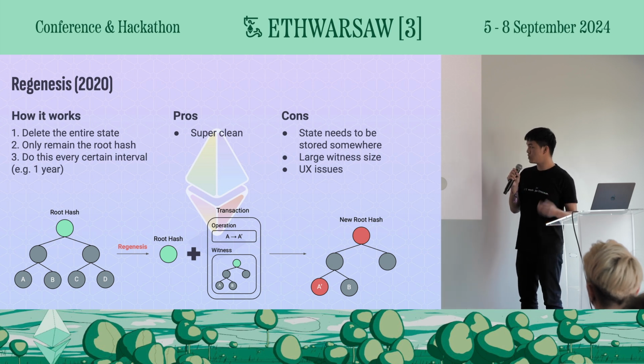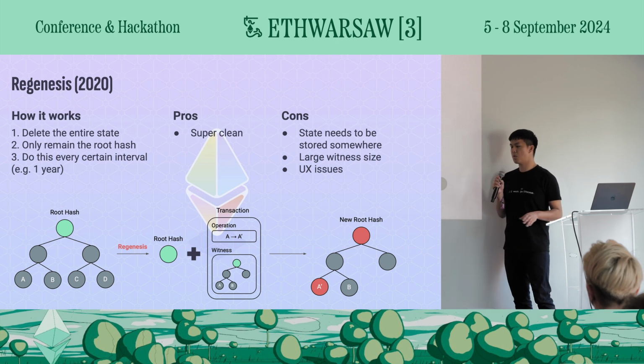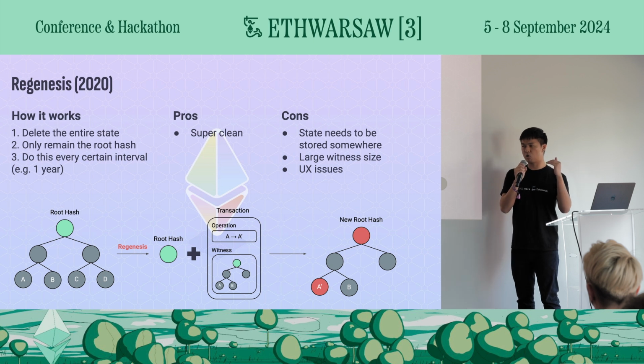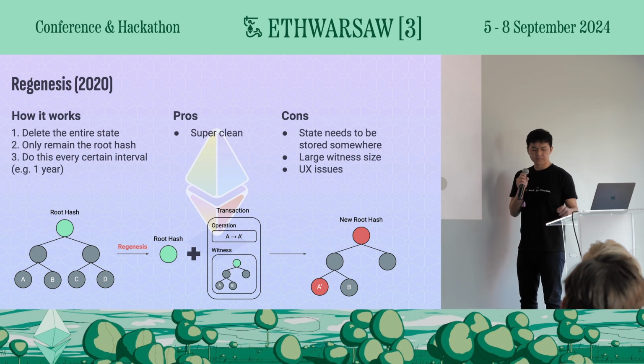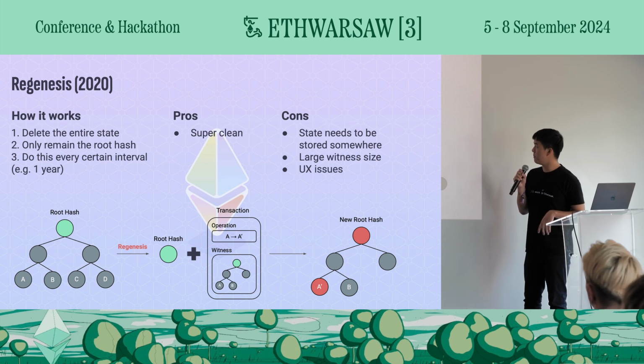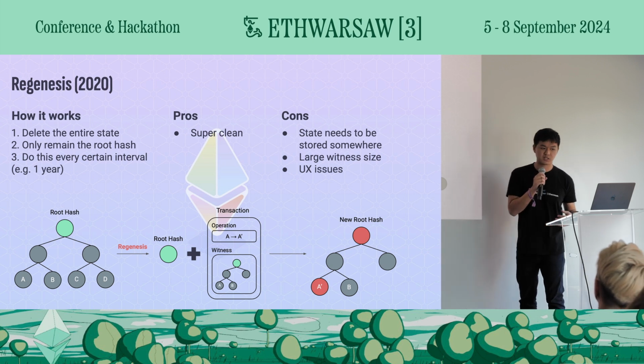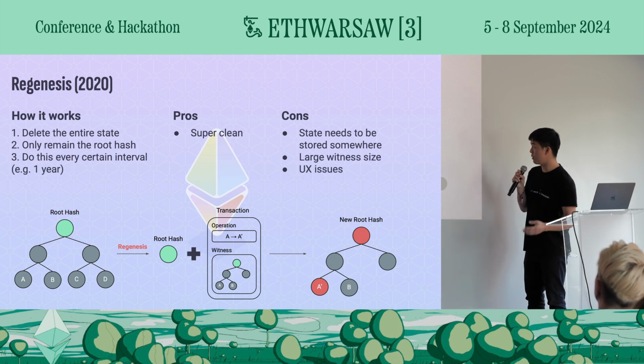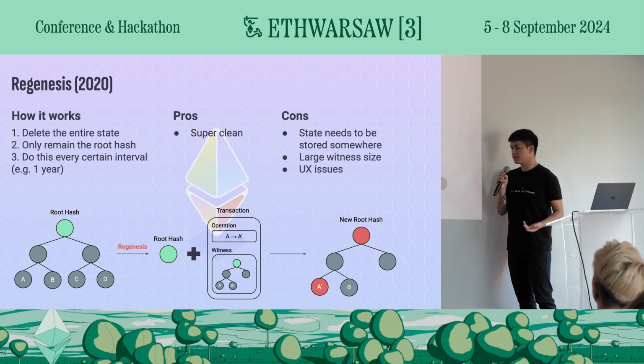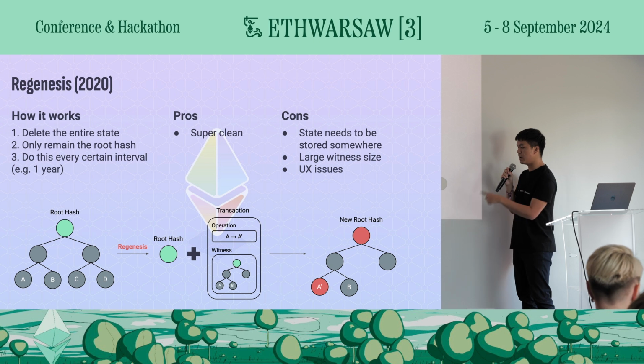The advantage here is that it's super clean. We know there's a certain limit that the Ethereum state can grow to, and every year it just restarts. The con here is that the state needs to be stored somewhere, whether it's a centralized solution or a decentralized solution like IPFS or the Portal Network. That's because people still have to access the pre-regenesis state in order to create a witness.